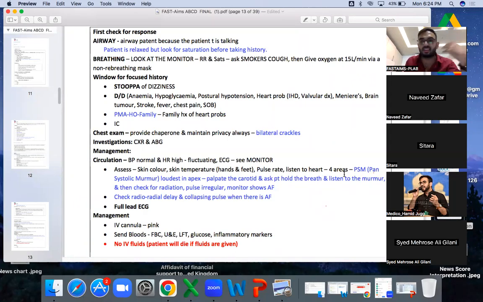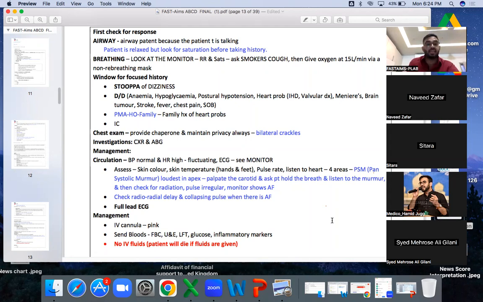So you will be listening for murmurs of your heart, and you will be checking four areas. Only in this scenario in our syllabus we are covering, we will be listening to four areas of the heart: two aortic areas, the mitral area, the apex of the mitral area, and the pulmonary area. We will be listening with the stethoscope to the four areas. The rest of the things will be normal. You will order a full ECG.